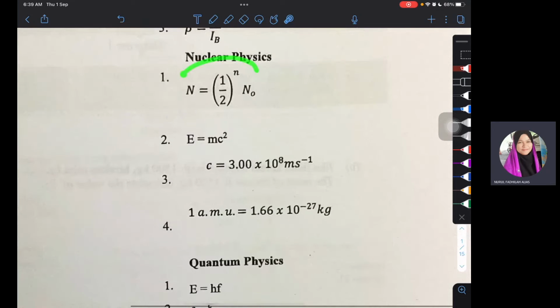Nuclear physics, this is the formula you should be using if you want to know the activity or number left, or decay. Okay, number of activity decay.